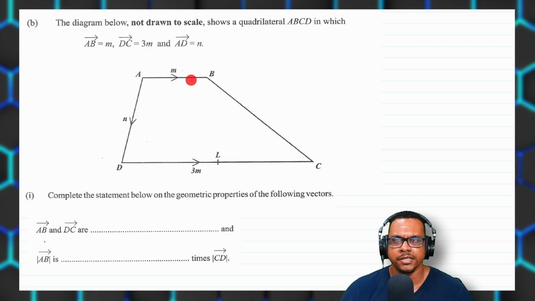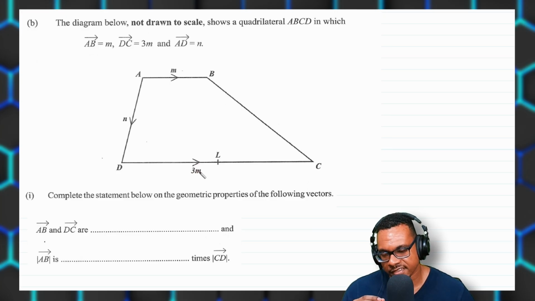Now if AB is M and DC is 3 times M, once one vector is a multiple of the other vector, then the vectors are parallel. Therefore, AB and DC are parallel. So my answer here is parallel.